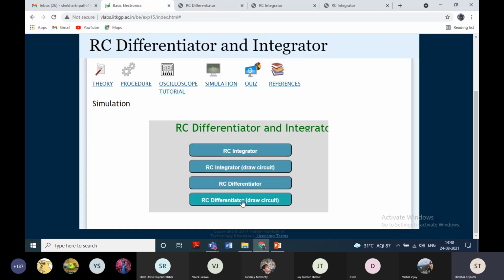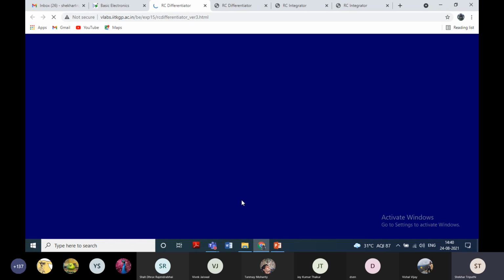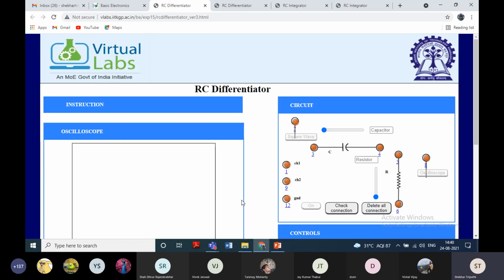The fourth experiment again deals with the RC differentiator circuit, wherein you have to draw the circuit by making the connections as given in the instruction set over here.